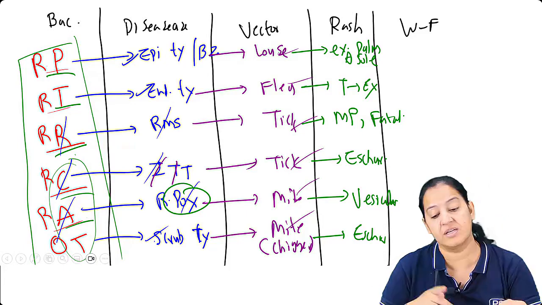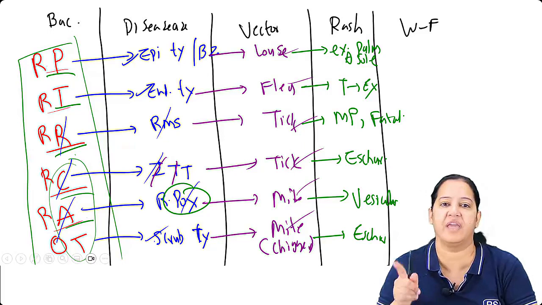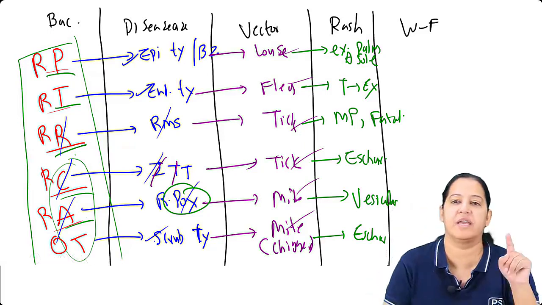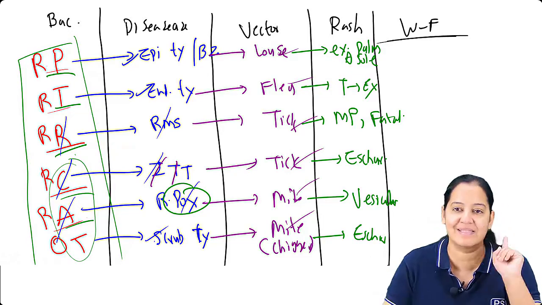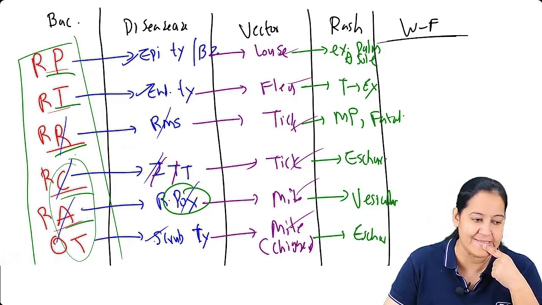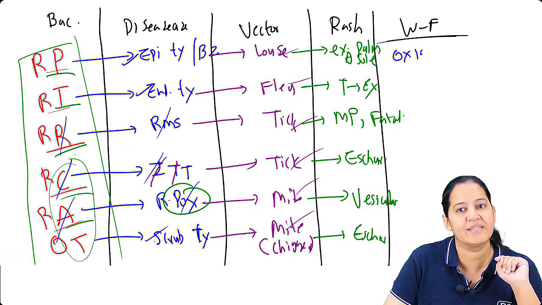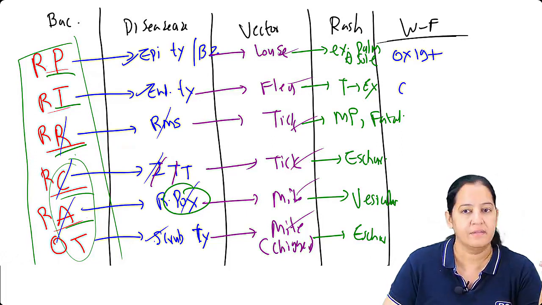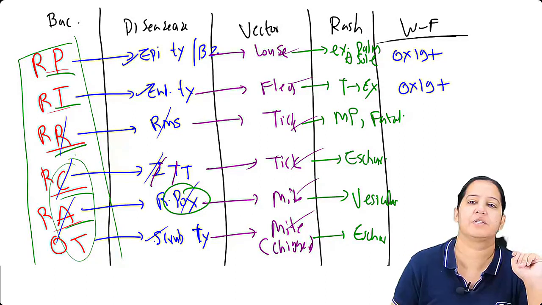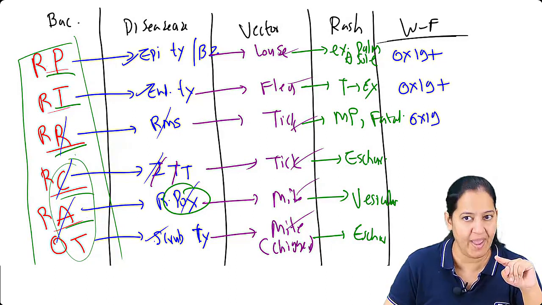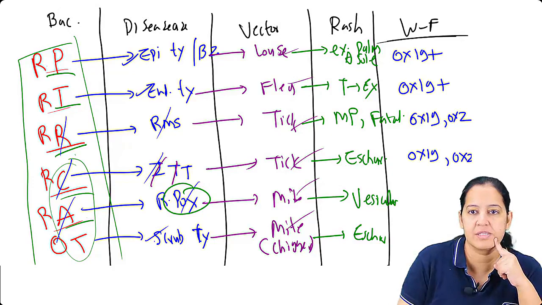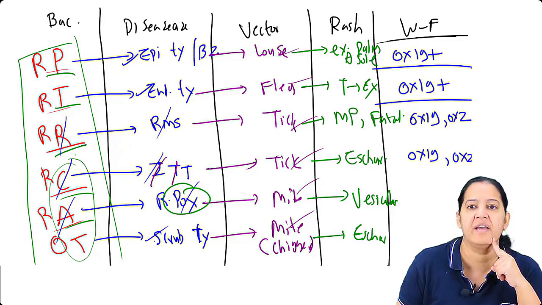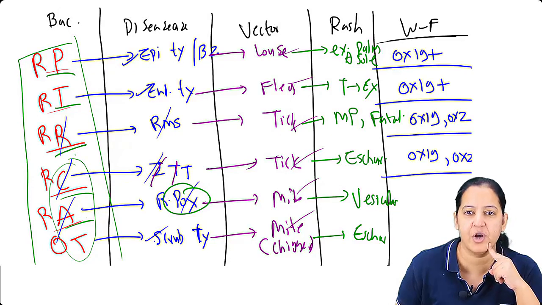ठीक है, the last and the most important, the ultra super duper important thing is Weil-Felix. So please learn the results of the Weil-Felix, people. Please listen to my words. This one is OX19 positive, only OX19. This one is also सिर्फ OX19 positive. The next two, OX19 तो है ही, साथ में OX2 भी positive है ना. So this is Prowazekii, this is Typhi, this is Rickettsia rickettsii, this is Rickettsia conorii, है ना.